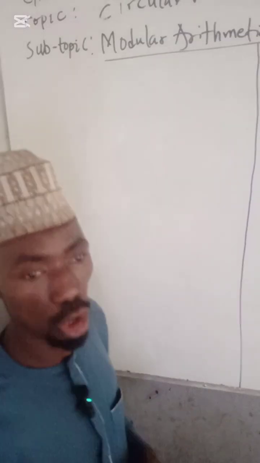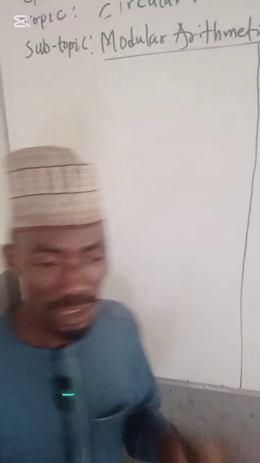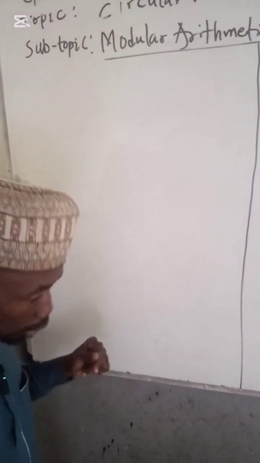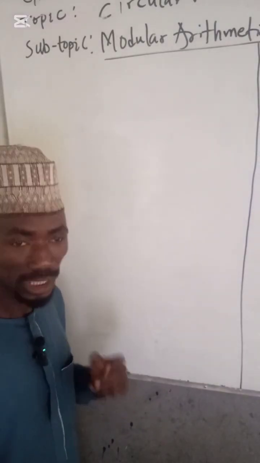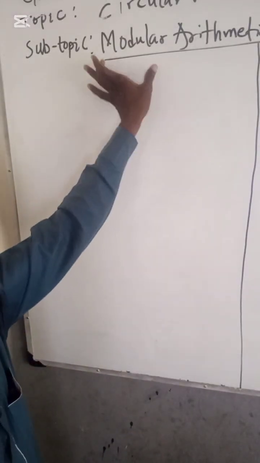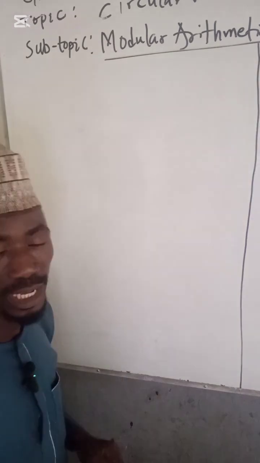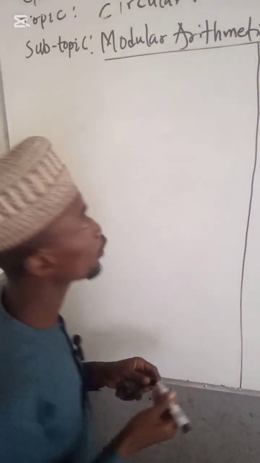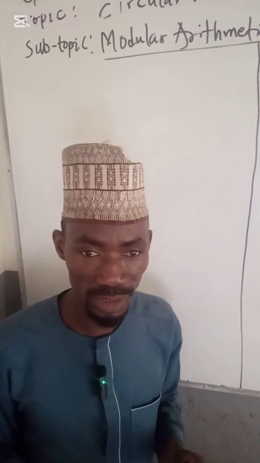But by the time we ignore the simplest or the basic part of the topic, we'll have problems along the line. On that note, I want us to give this rapt attention as we are about to unveil the meaning of the phrase modular arithmetic. We are done with circular variables, which you see here. Now we are on modular arithmetic. What is this modular arithmetic?